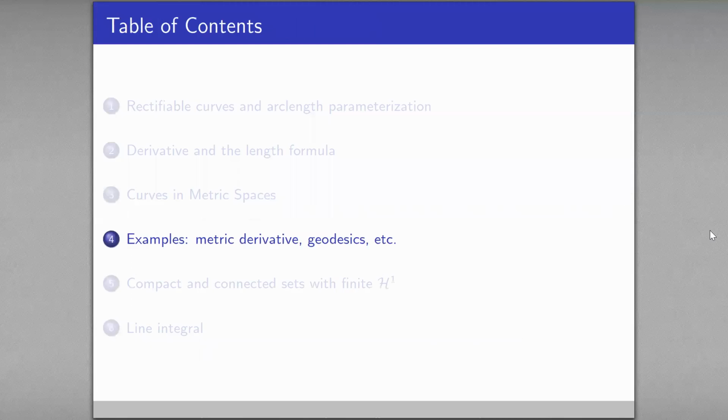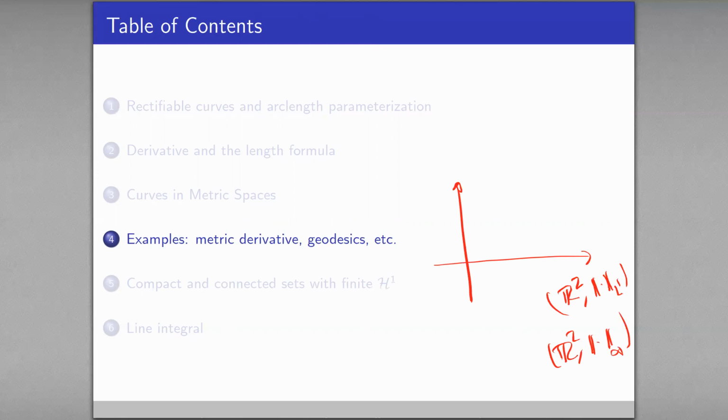So again, as a teaser for my next video, we will do some metric derivatives, some more geodesics, and this will be more specific examples. For example, in R2, if you equip it with the L1 norm, what do the geodesics look like? If you have R2 with the L infinity norm, what are geodesics then? Geodesic is the shortest curve. We will see some surprising things in these.